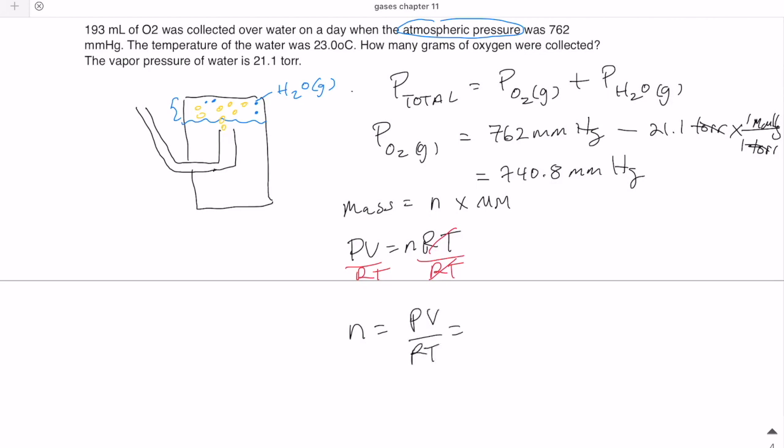The pressure is the important part. I have to use the pressure that I calculated just for the oxygen, which is 740.8 millimeters of mercury. And now, since I do have R here in my calculation, I have to convert this to atm. So remembering or looking up the conversion factor between atm and millimeters of mercury, which is that. The volume is 193 milliliters of oxygen. That's what we're given originally.